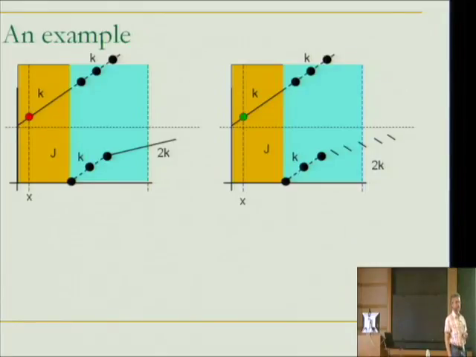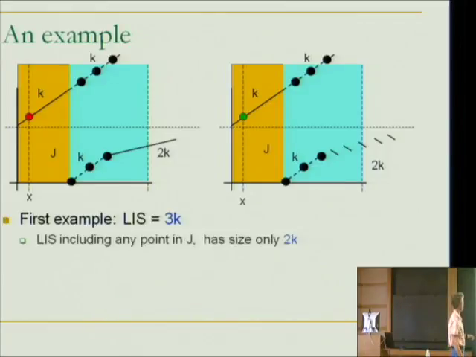So 2k refers to the number of elements. Number of points. Just the number of indices that are okay in this region. Okay. So in the first example, the LIS is 3k.